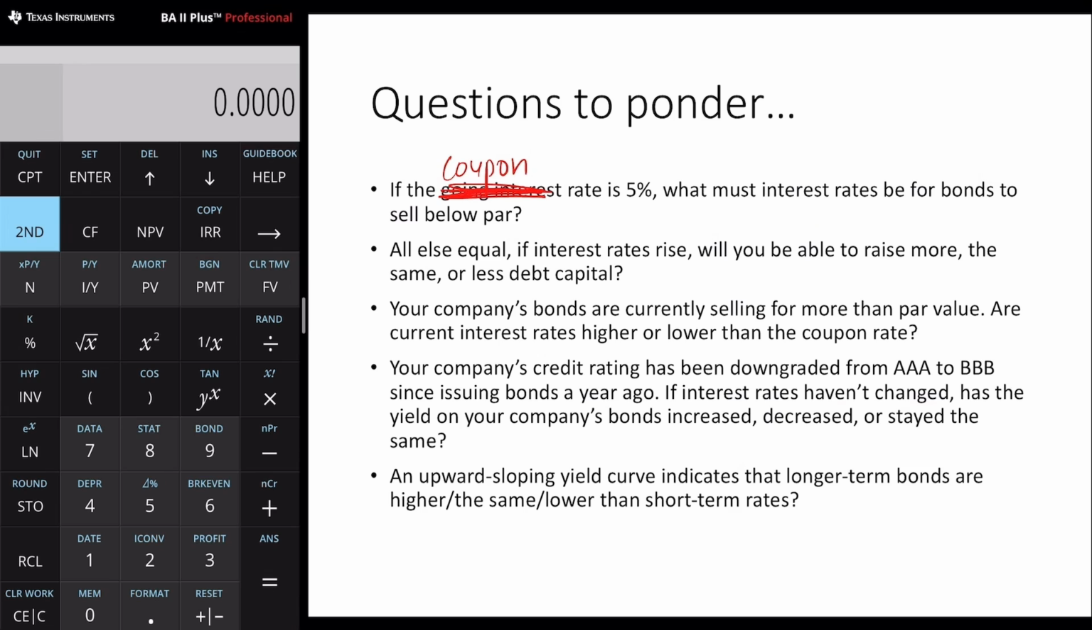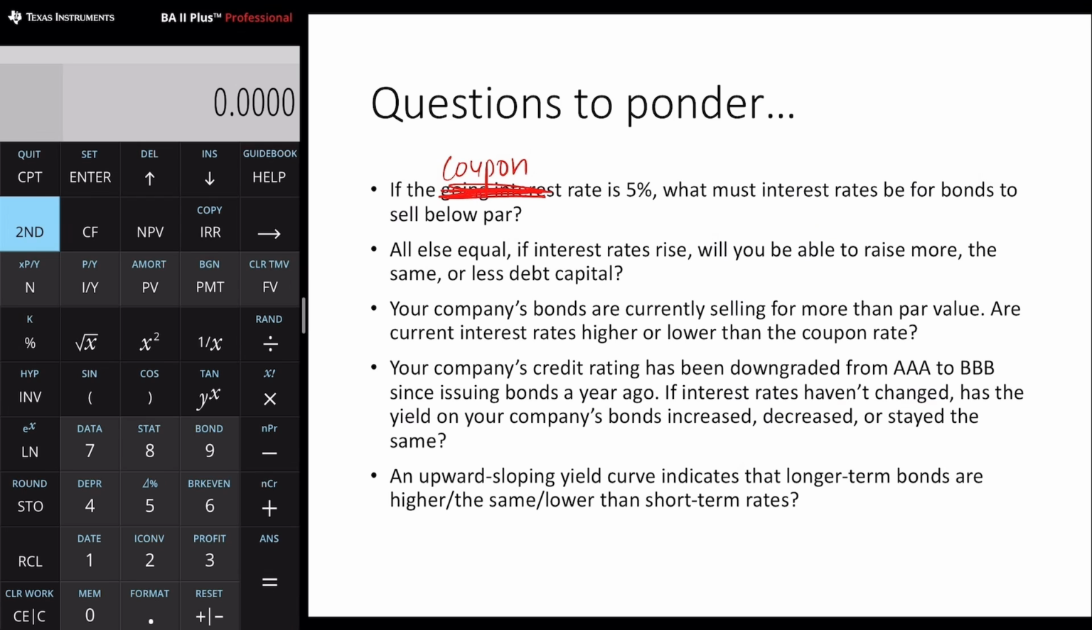All right, all else equal, if interest rates rise, will you be able to raise more, the same, or less debt capital? Well, that's an interesting question because it refers to the price of the bonds. If you had set to issue 1,000 bonds and you were all ready to go and then interest rates moved pretty dramatically, would you be able to raise the same amount? The answer is no, because if interest rates rise, then the price of the bonds will go down. And so ultimately, the amount that you can raise will go down.